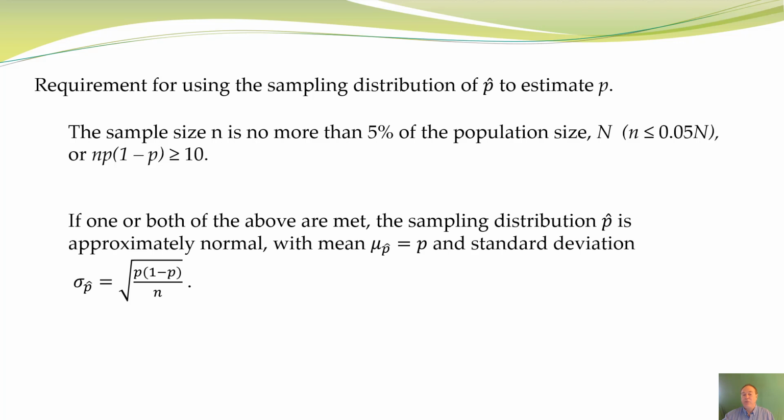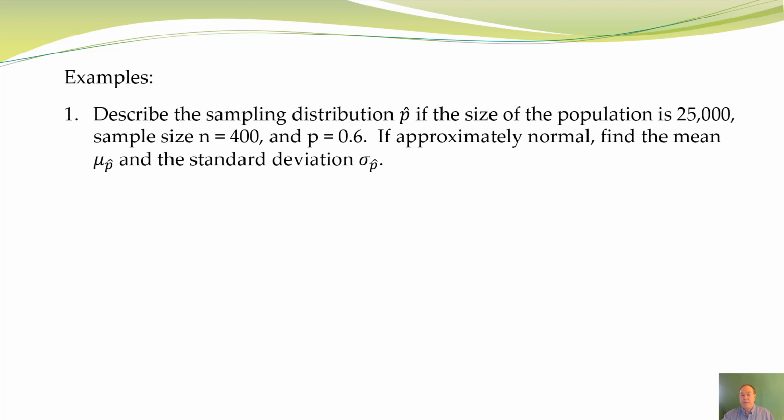So if one or both of the above are met, the sampling distribution of P hat is approximately normal with a mean mu sub P hat equals P, and the standard deviation sigma sub P hat is equal to the square root of P times 1 minus P divided by n. So let's look at some examples.